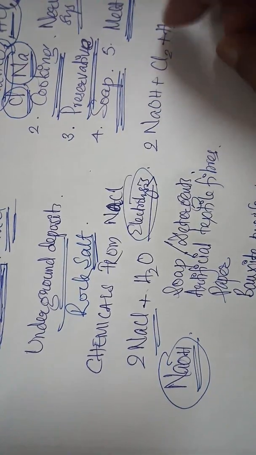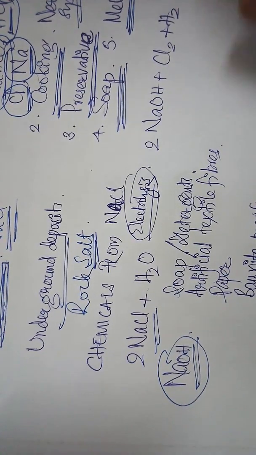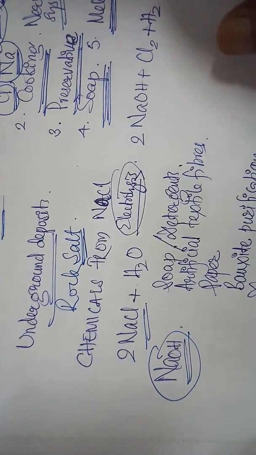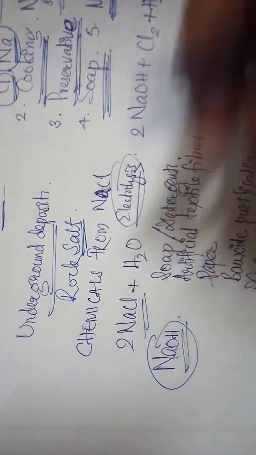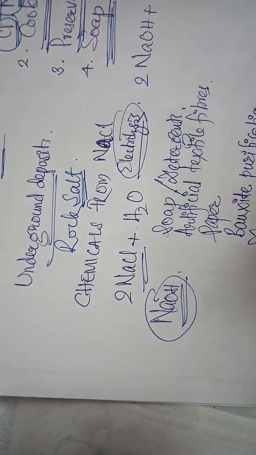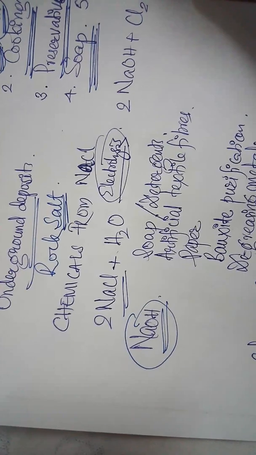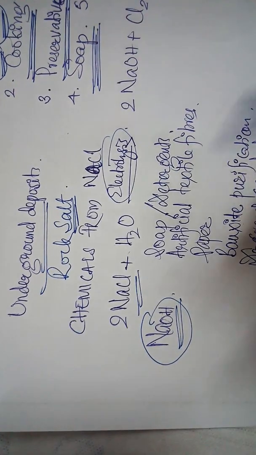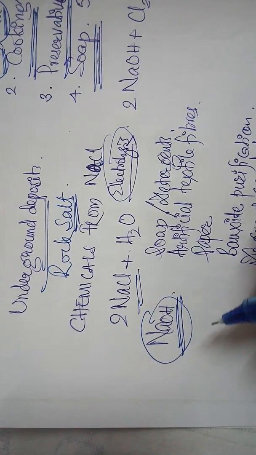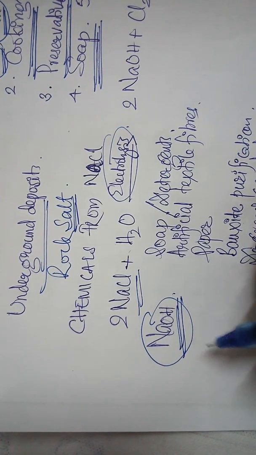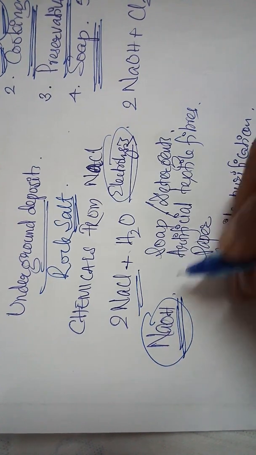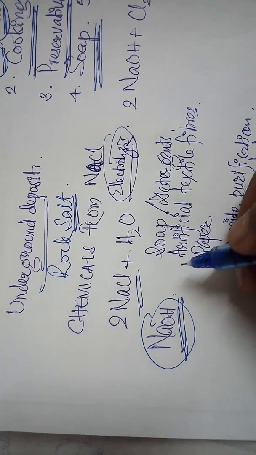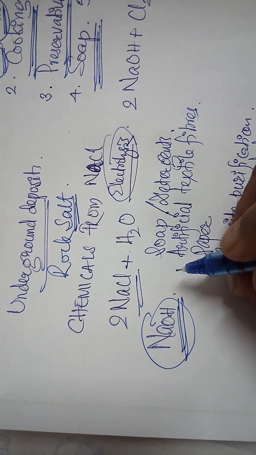Now, the chemicals from common salt. Common salt is a raw material for making many chemicals, as we discussed earlier. The first one is sodium hydroxide. Sodium hydroxide is commonly known as caustic soda, and its formula is NaOH. It is a very important basic chemical which is used as a starting material for making many other chemicals.